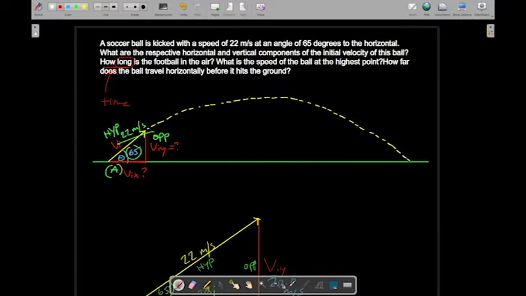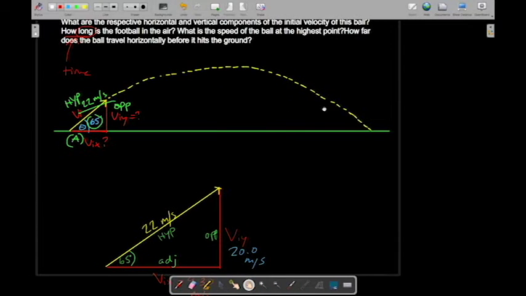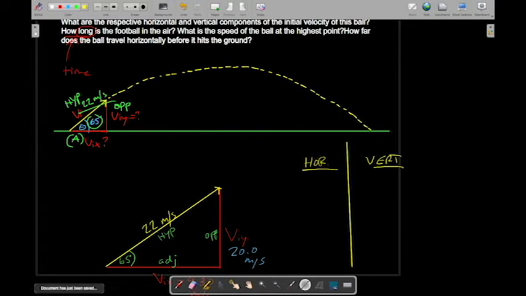First of all, before I actually start working the math out, because we're dealing with projectiles, because we're dealing with motion in 2 dimensions, it's helpful to construct a horizontal vertical chart. So I'm going to write that down right here. So horizontal on one side, vertical on the other side. Okay. Let's go ahead and label the components that we know so far.